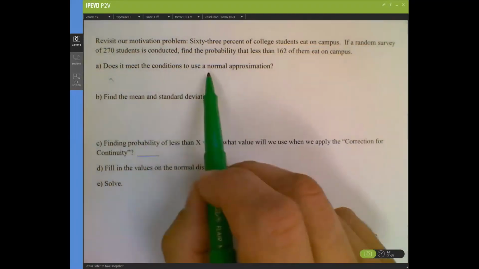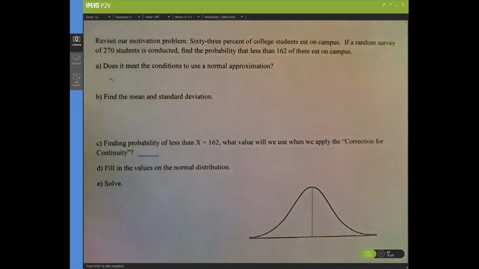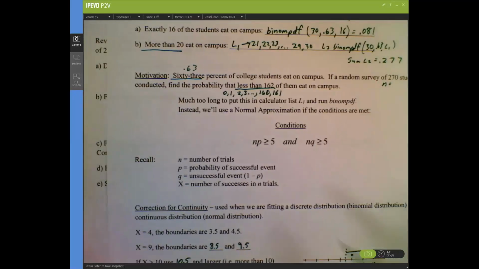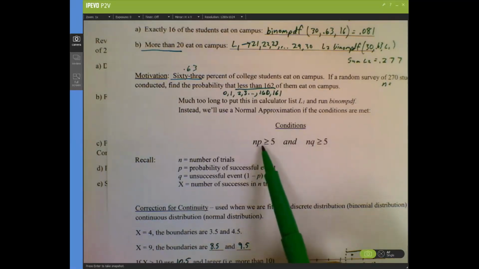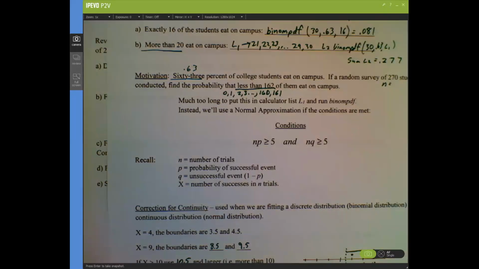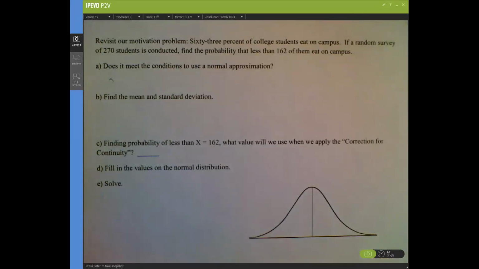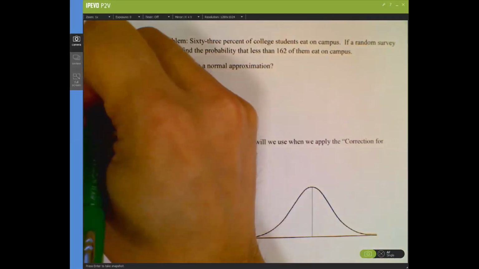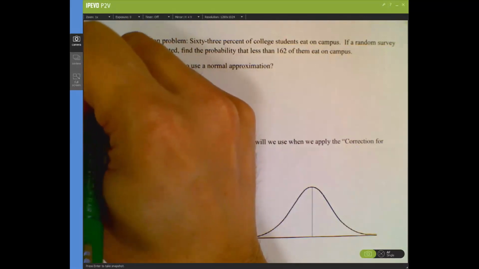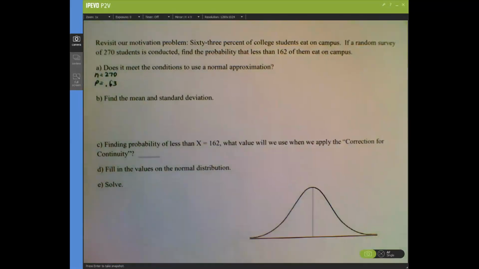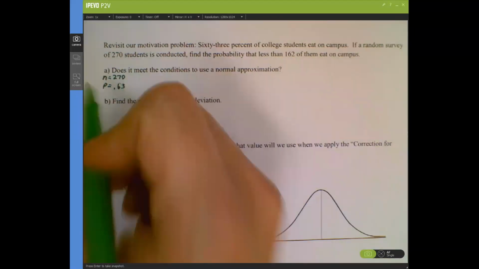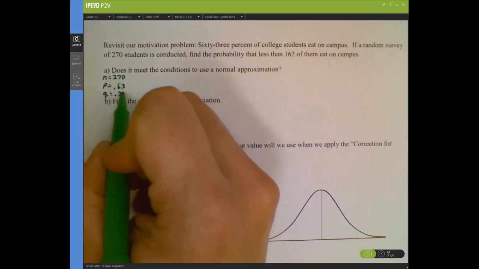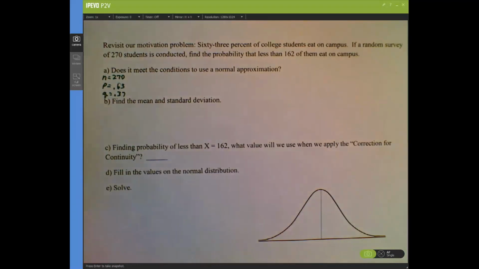Okay, so first, does it meet the condition to use a normal distribution or a normal approximation? Okay. From the first page, there are your conditions. N times P and N times Q both have to be greater than or equal to 5. So let's test this one out. N equals 270. P equals 0.63. Q equals 0.37, or 1 minus the 0.63.